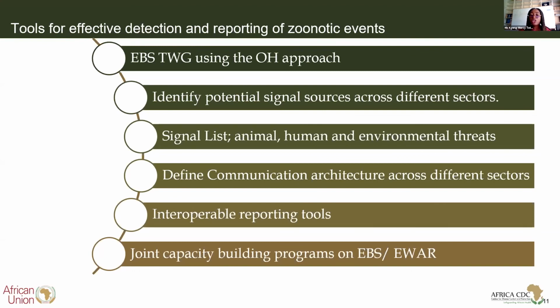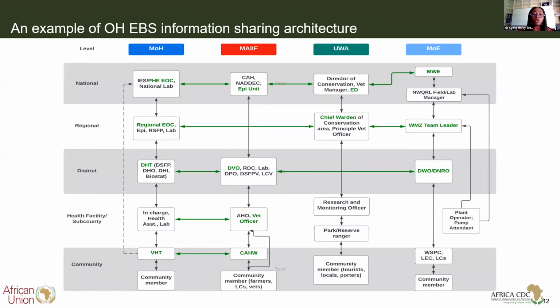Interoperable reporting tools. We know that there's a lot of fragmented reporting, and there's need to interoperate and ensure that signals that are being picked within the human can be shared across with the animal and vice versa. Joint capacity programs, for instance, for event-based surveillance, we have developed a One Health event-based surveillance training module that supports us to train both the animal and the environmental and human surveillance officers together.